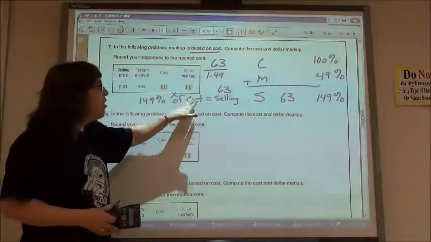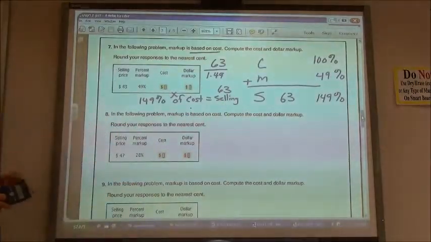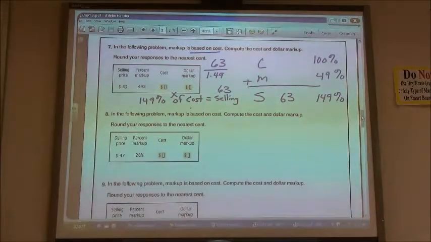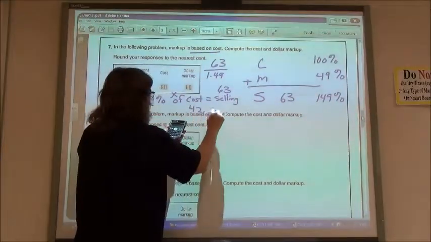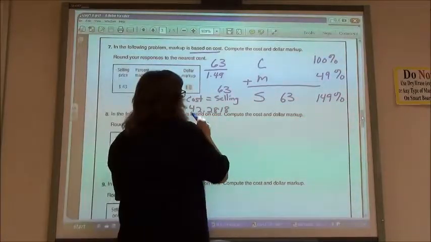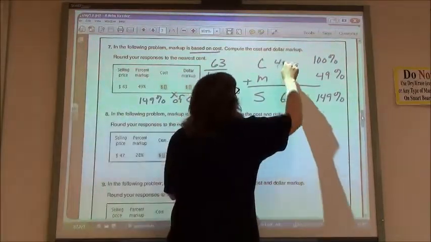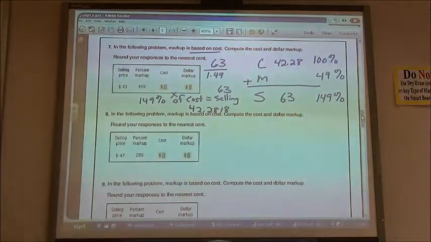149% based on my cost gives me that selling price of $63. So 63 divided by 1.49 gives me a big long weird decimal, but I'm going to round it off. I get 42.2818. So since I have 281, I'm going to say $42.28. So $42.28 is my cost.